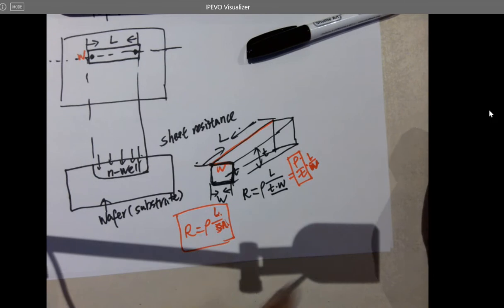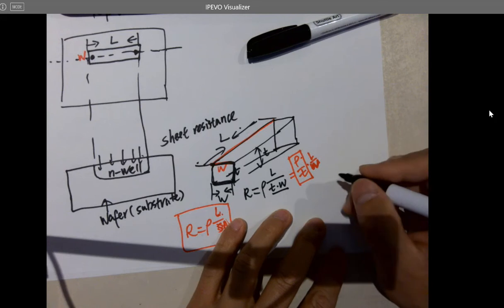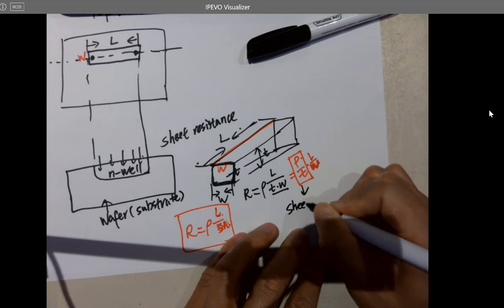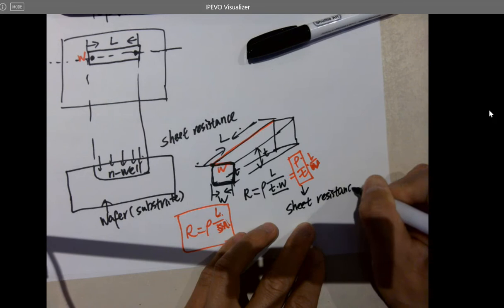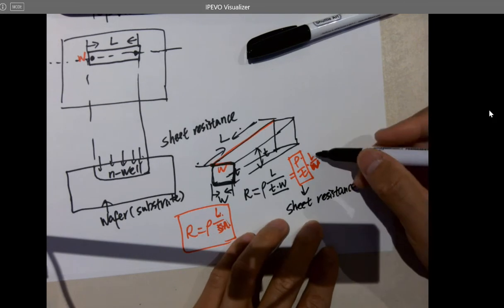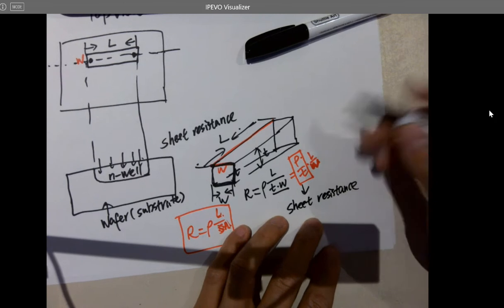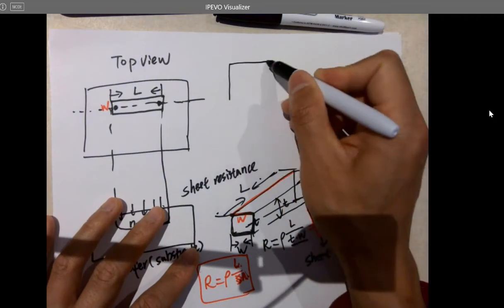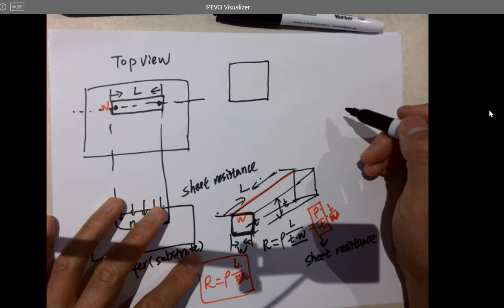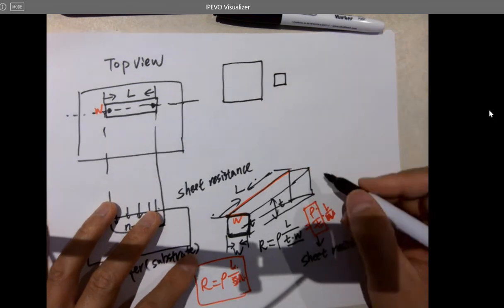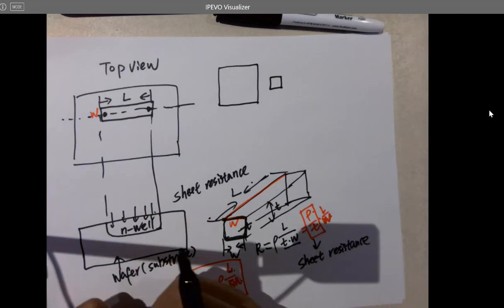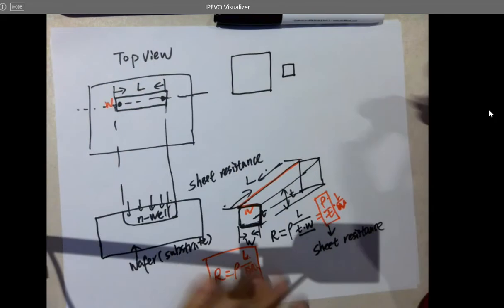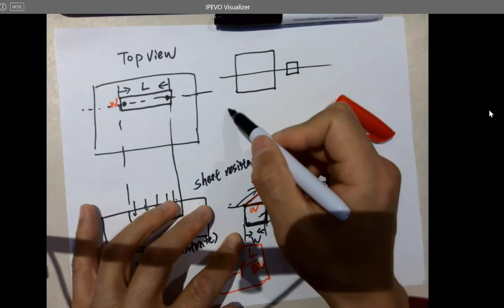And for this one, this parameter is a constant, it's called sheet resistance. And you just need to know what's the ratio of L and W. So that means if I'm looking at the top view here, if I have a square like this, or a square like this, do they have the same resistance? Top view, I'm looking from the top, like this. If you cut it, what does the cross-sectional view look like?